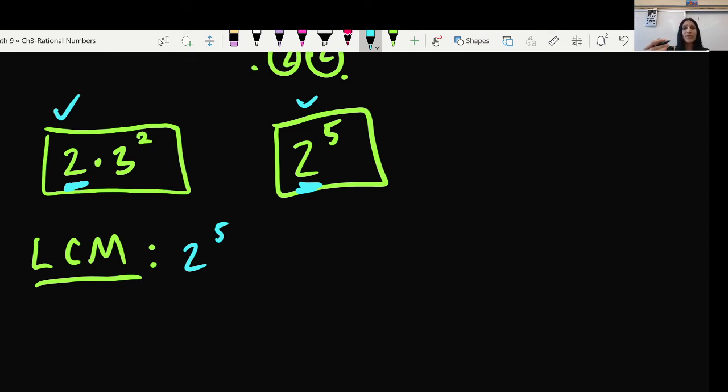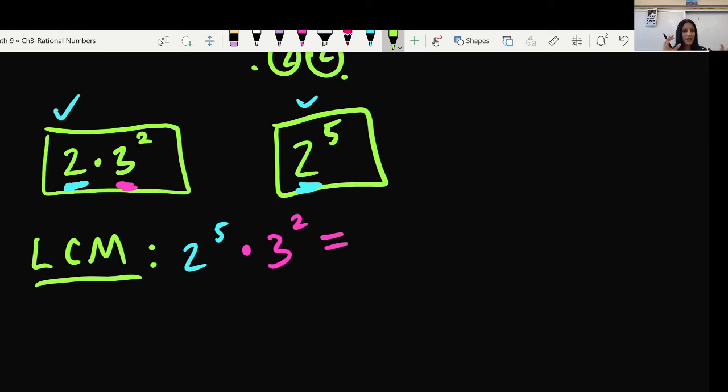Okay, so then I move on to the next value. In the next value, I would say times, well, there's a 3 squared that shows up there, but there's nothing else that shows up in this one. Even if there is no 3 here, I still need to use it. So I'm going to use times 3 squared. I take all the bases that are present, and they need to be included in my LCM calculation.